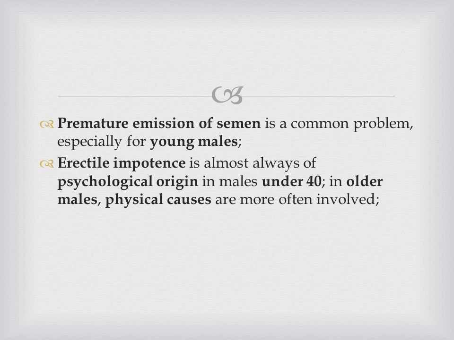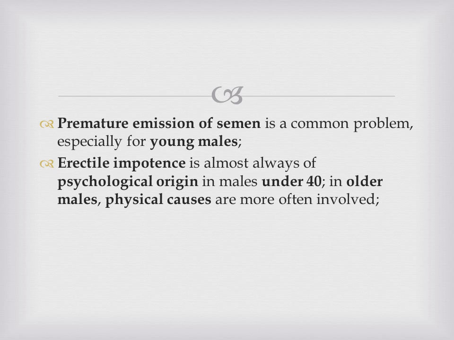All right, so here are other examples of sexual problems. We have the premature emission of semen, which is a common problem, especially for young males. Premature emission is the immediate release of the semen of young males, released sooner than it should be, unexpectedly.